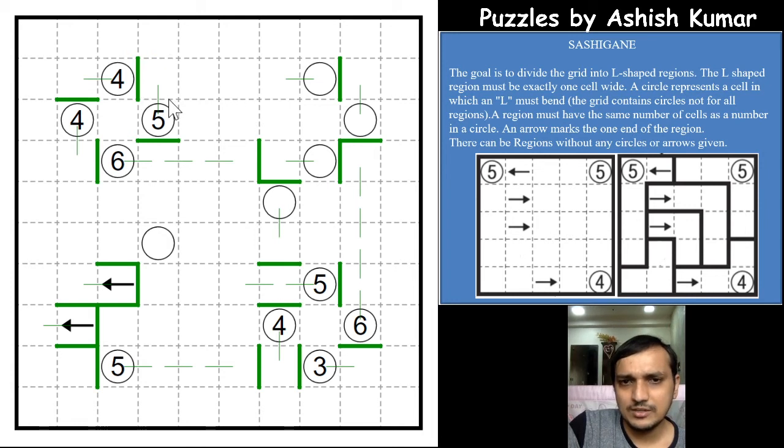And for the 5 again, at most we can get only 3 cells from this one, and 4th cell has to be here. If it is here, we form only a 4 cell region, so it has to go this way. At least 2 cells, right? At least 2 cells it has to go.